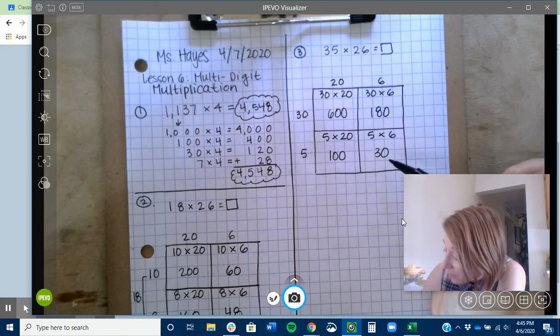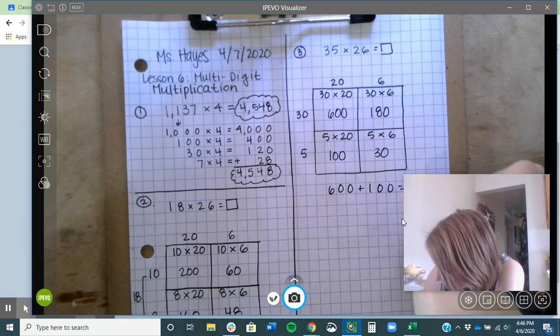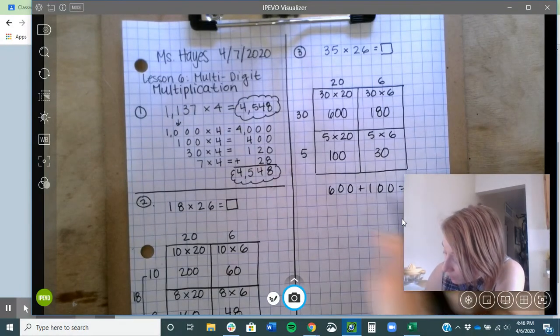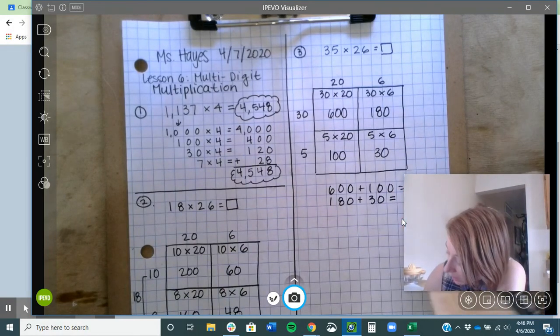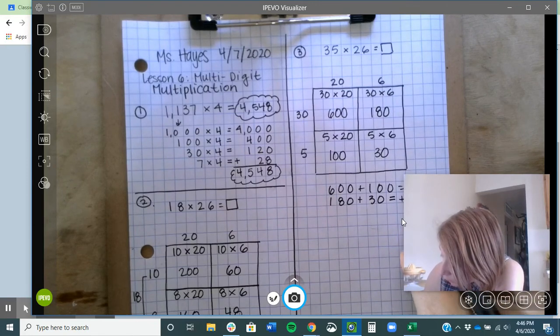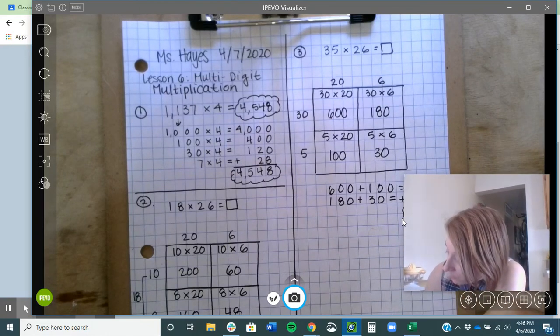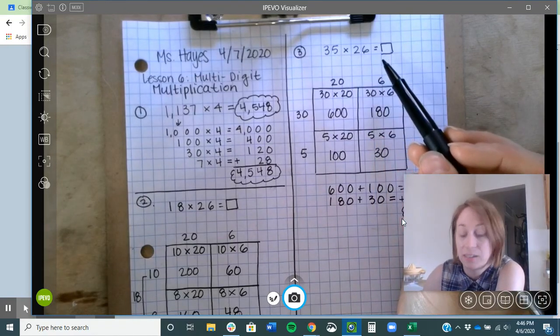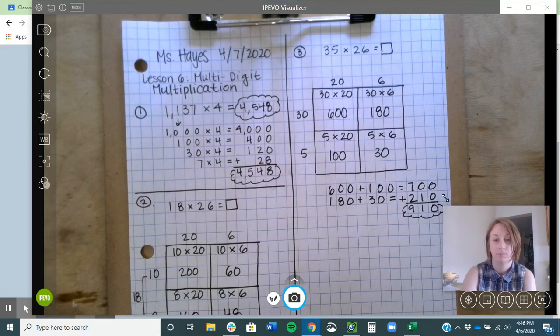Let's add the columns together. 600 plus 100 equals 700. 180 plus 30 equals 210. 700 plus 210 equals 910. The product of 35 times 26 is 910. Let's go ahead and type in our final answer.